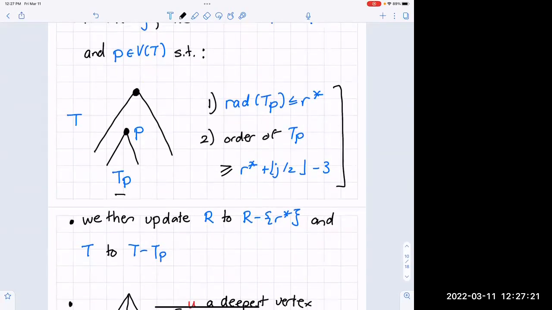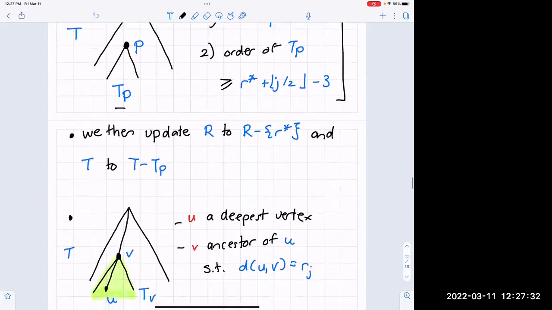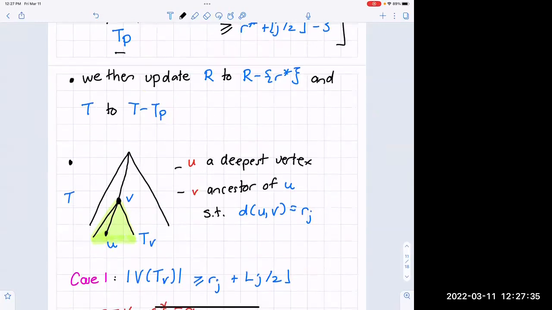Okay, so what do we do? If we can do this, we then update. So we then take away R star and TP, and we just keep on going as long as we can. And this will give us our partition. All right, so what are we going to do with our tree? Well, I'll label U as a deepest vertex. Our tree is rooted, I didn't label the root, but you're thinking of that. It's a rooted tree, and you look at a vertex as far away from the root as you can. You're going to call that U. Now, you're going to define V to be an ancestor of U, closer to the root, with the property that its distance from V to U is just Rj.